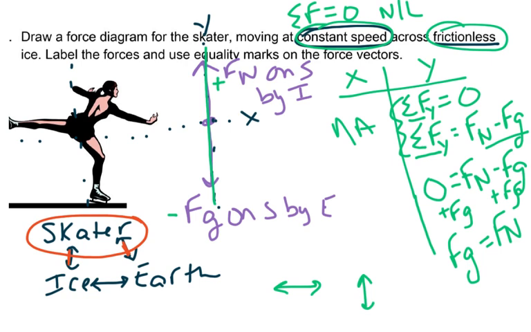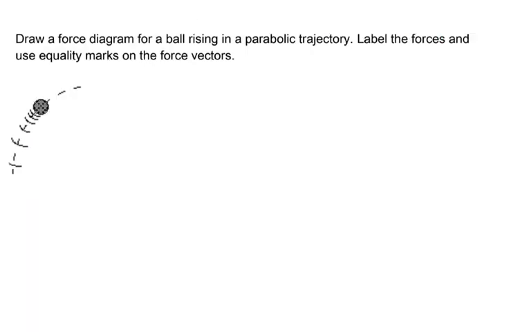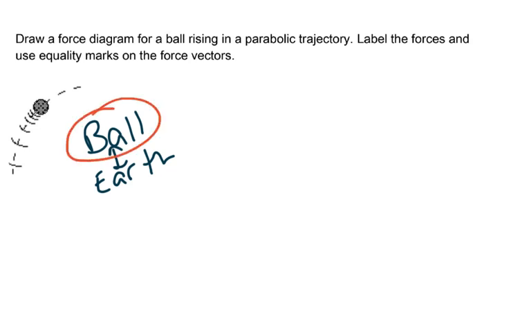Okay, let's look at another one. All right, the ball. This is another one that students had a few questions with. Do that system schema. It helps you. The ball pulls on the Earth, the Earth pulls back on the ball. I am drawing a force diagram for the ball. So my force diagram is just going to have the gravitational force on it. And that's going to be by Earth.